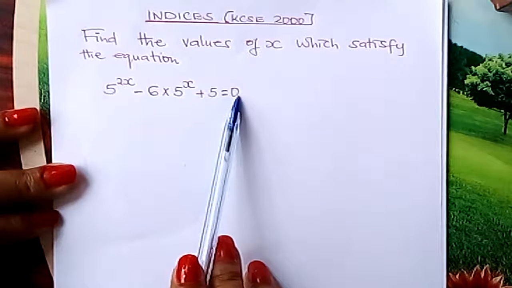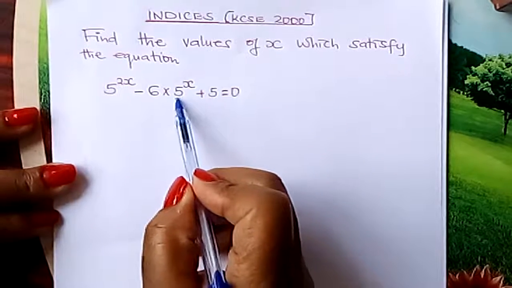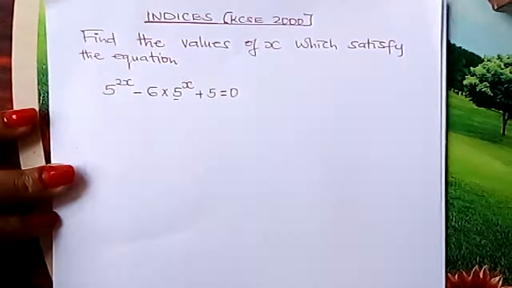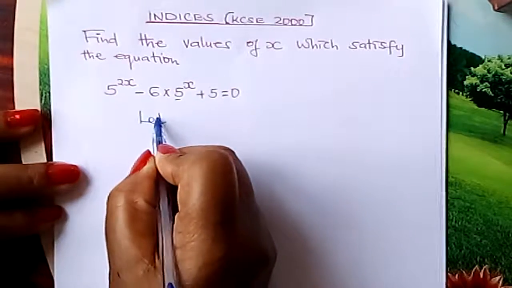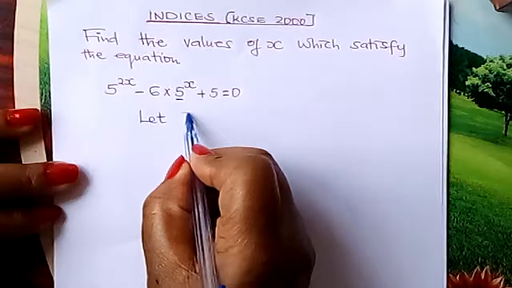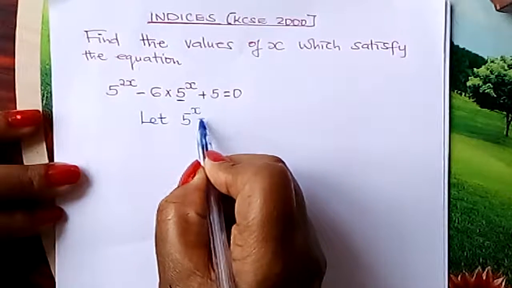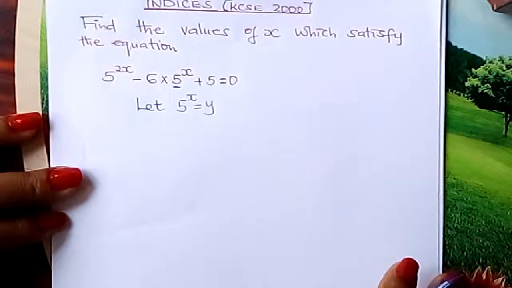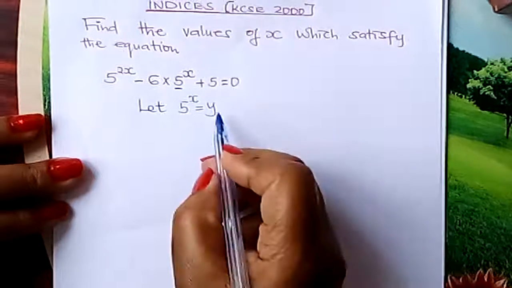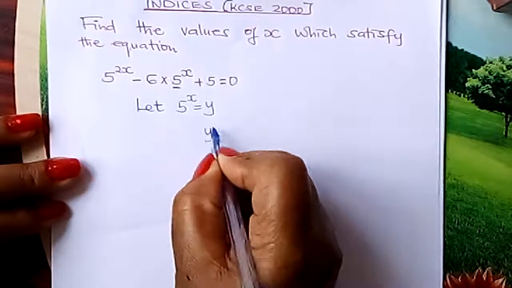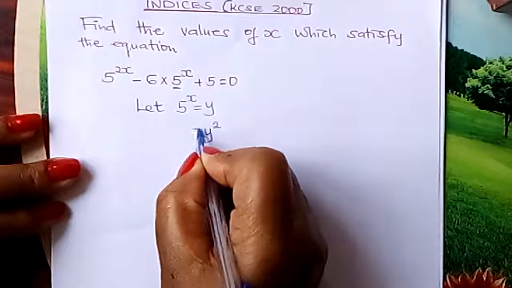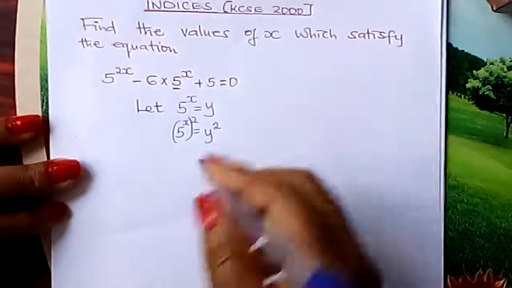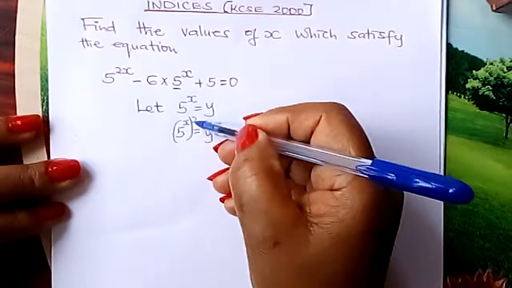Learner, if you look at this, you will see that here we have 5 raised to x and here we have 5 raised to 2x. And therefore, what you come and write is: let 5 raised to x be y. If you square this side, you'd have y squared is equal to 5 raised to x, squared.